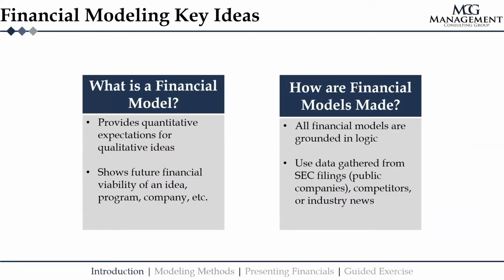So first off, what is a financial model? A financial model provides quantitative expectations for qualitative ideas. So what does that mean? Your recommendations are your qualitative ideas, where you're coming up with what you think the company should do for future success. And then based on those recommendations, you want to create quantitative or financial implications as to what the cost of those recommendations are going to be, and subsequently what additional revenues are going to be generated for the company.